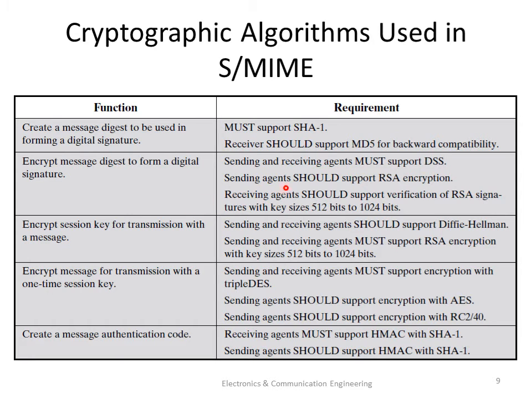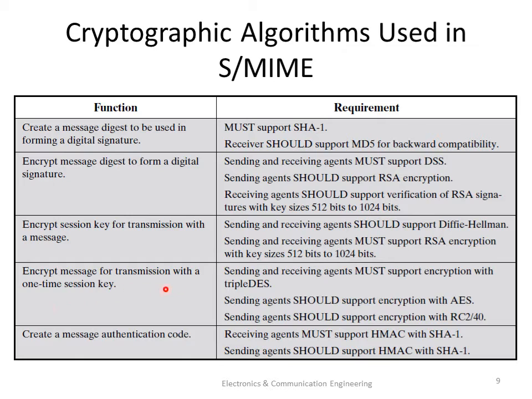Also, the sending agents should support RSA encryption, whereas the receiving agent should support verification of RSA signatures with key sizes 512 bits to 1024. Next, coming to this functionality, that is encrypt session key for transmission with a message. Then the requirements at the sending and receiving agents are that they should support Diffie-Hellman, and must support RSA encryption with key sizes 512 bits to 1024.